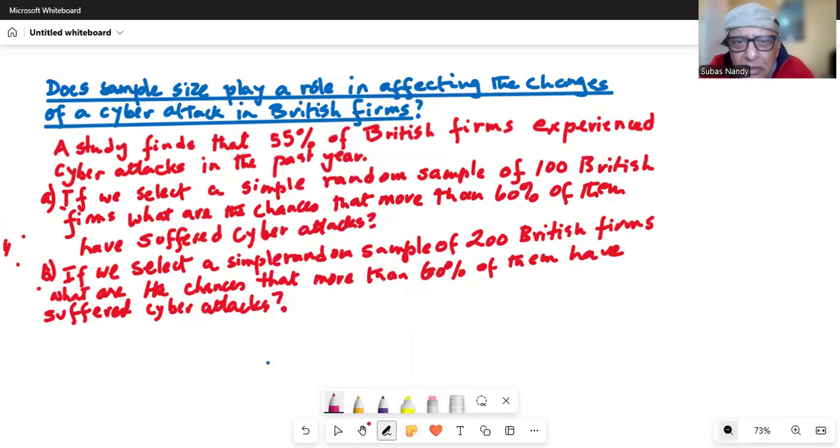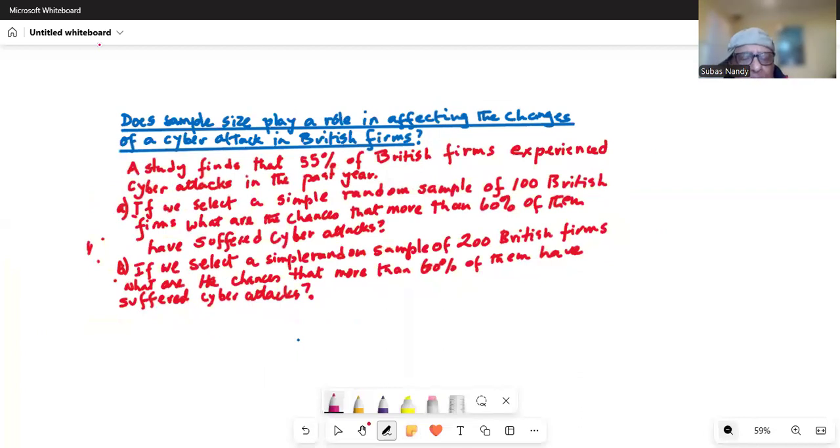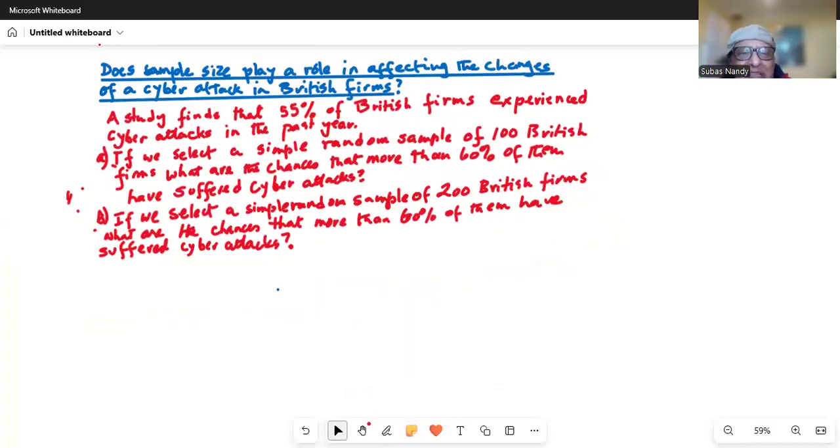Does sample size play a role in affecting the chances of a cyber attack in British firms? Okay, chances, not changes. It should be chances, so let me correct that.